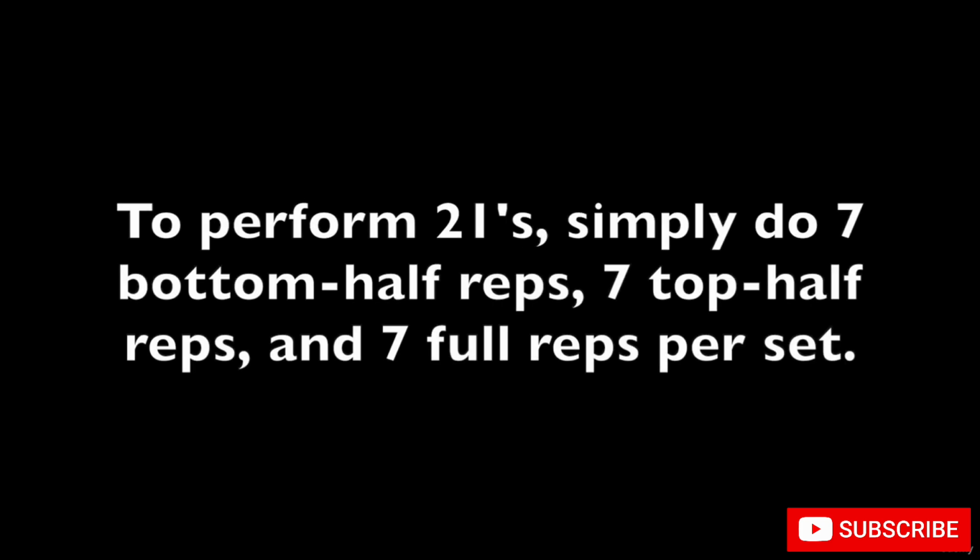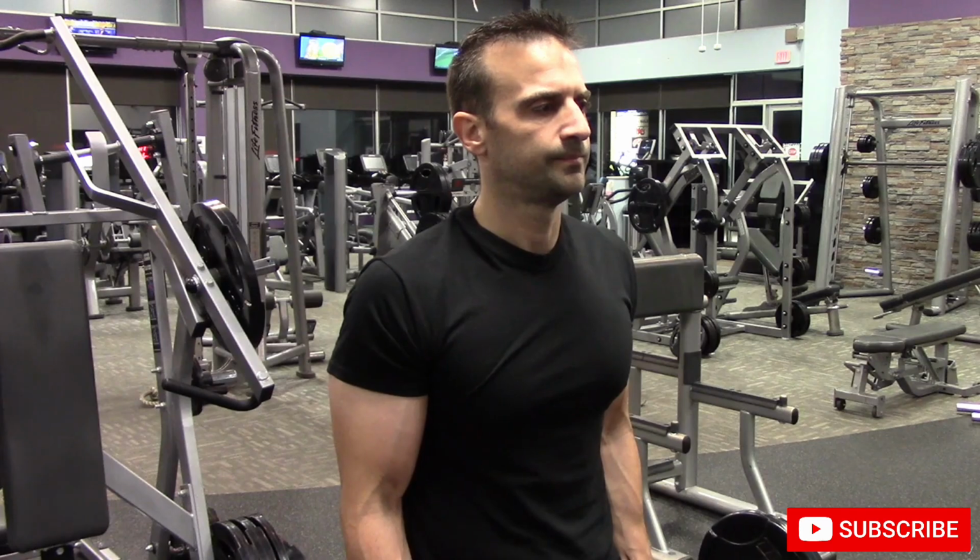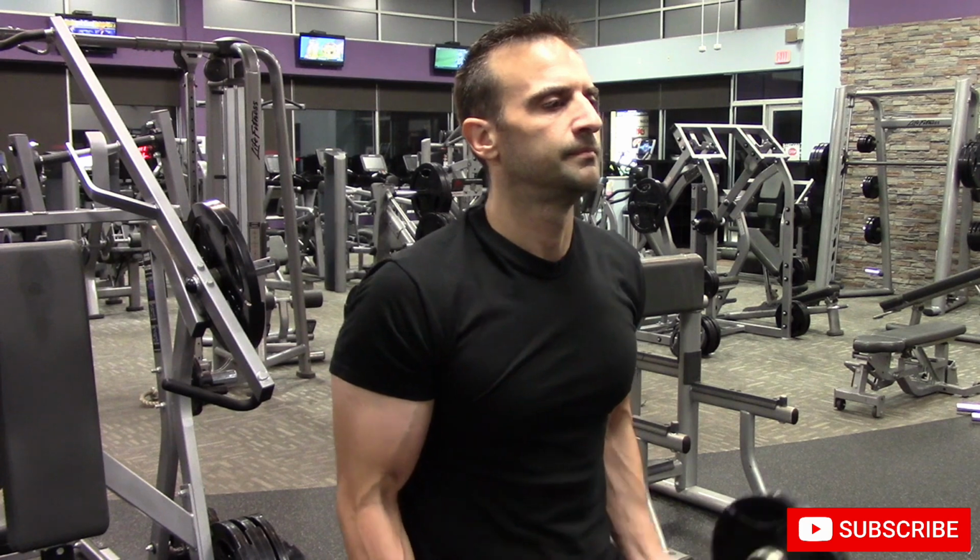To perform 21s, simply do 7 bottom half reps, 7 top half reps, and 7 full reps per set. That may sound complicated, but I'm going to show you exactly what I'm talking about in slow motion. This first exercise are 21s using an outer grip, and this is in slow motion.